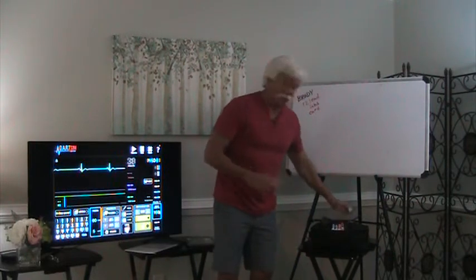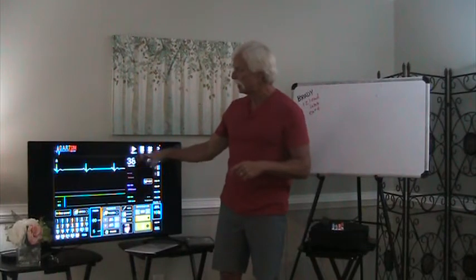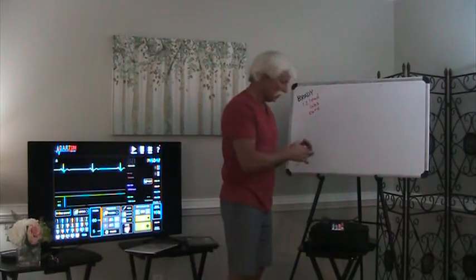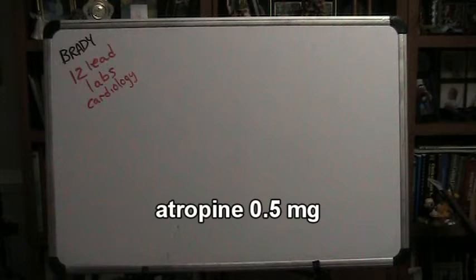All right, so for this patient with relatively moderate symptoms of a relatively moderate bradycardia, the treatment of choice, regardless of the rhythm on the monitor, is always going to be atropine. You're going to give an initial dose of atropine at a small 0.5 milligram bolus.